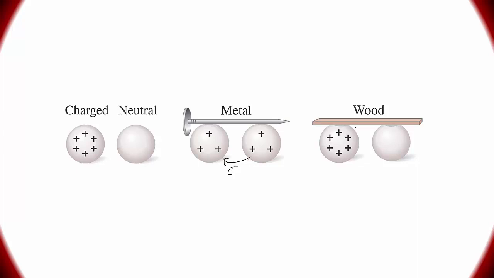Now if you put a piece of wood between these two metal spheres, then nothing will happen, because this is known as an insulator, and this metal is a conductor.